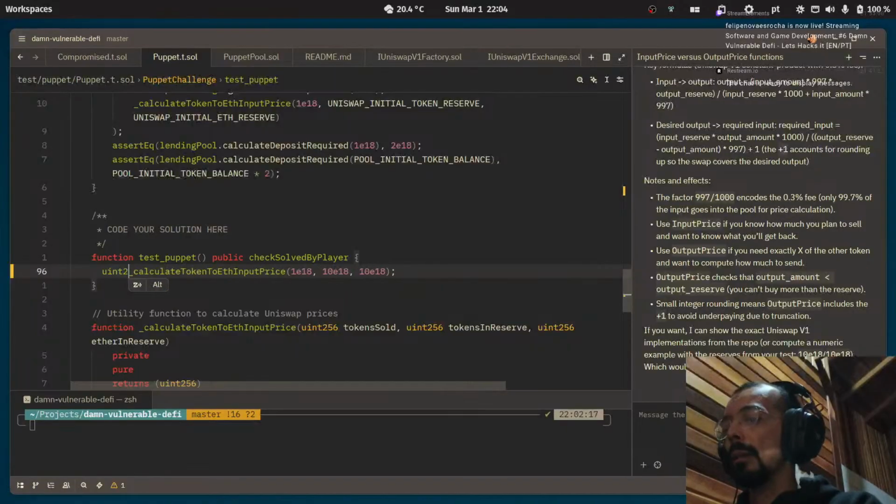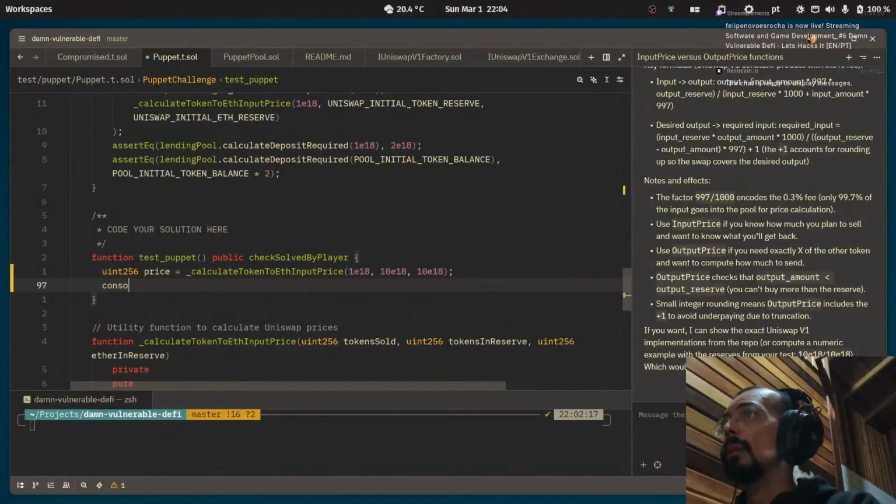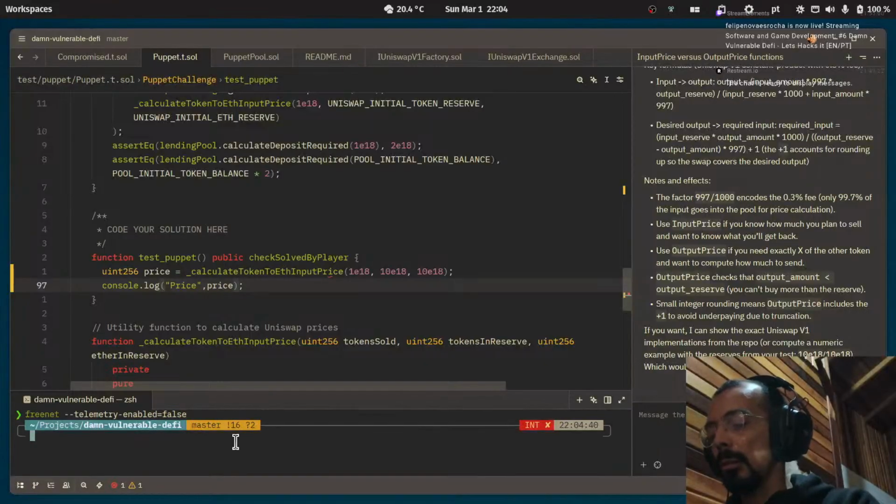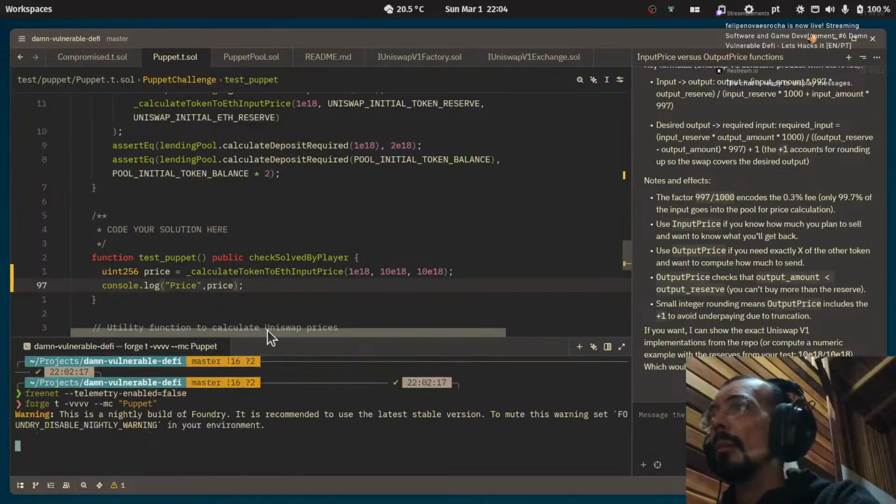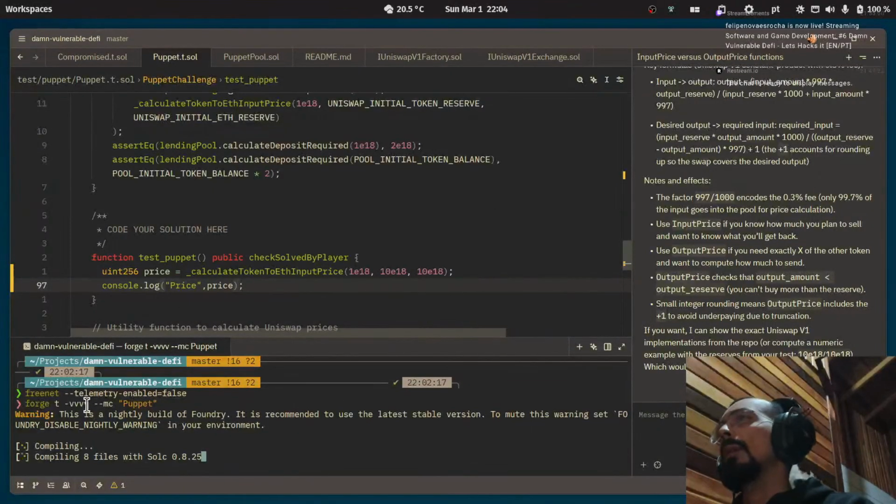And we can get the price here. So we can run forge, we can call Puppet, it's gonna fail, right? But I want to see the price logs. You can even get fewer DVTs if you want.